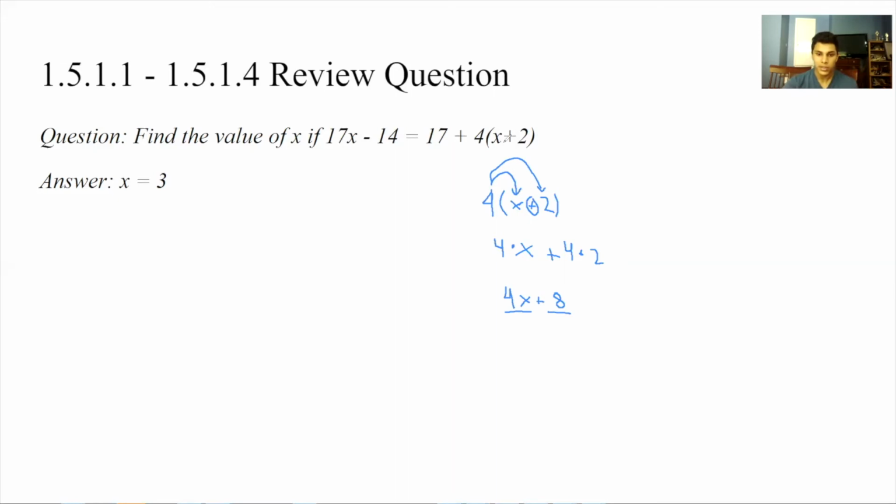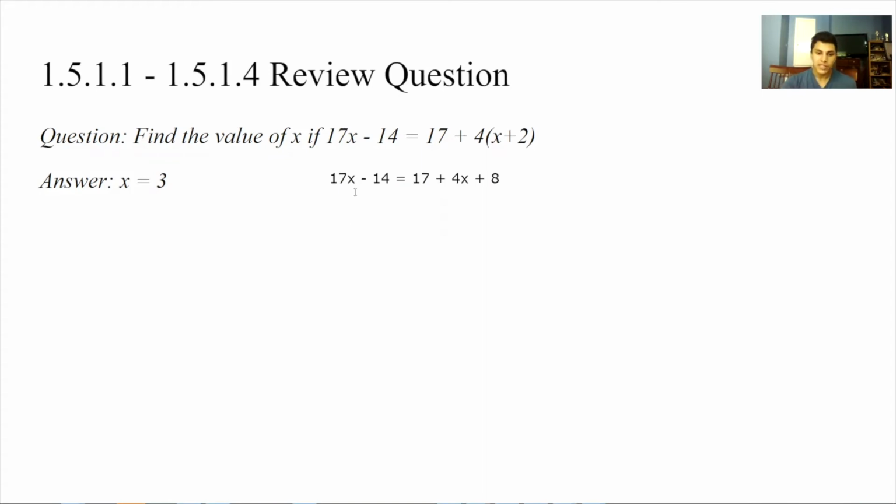So if I know that this section equals 4x plus 8, then let me rewrite our equation to make it more simple. So this turns into 17x minus 14, so this side of the equation doesn't change because we didn't do anything to it, equals 17 plus 4x plus 8. So now our goal is to get the variable on its own side of the equation, or all of the variables on their own side of the equation.